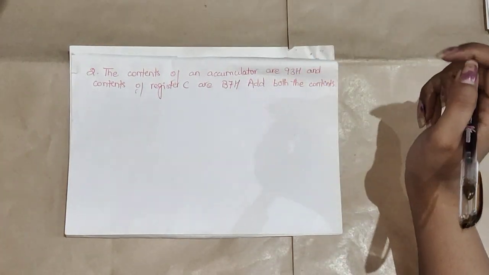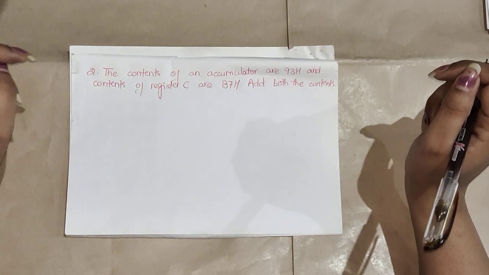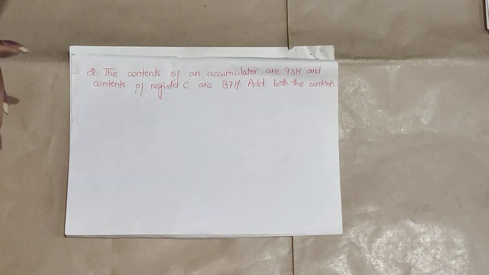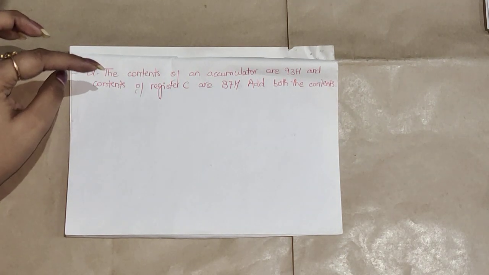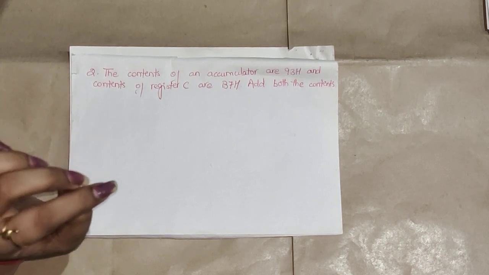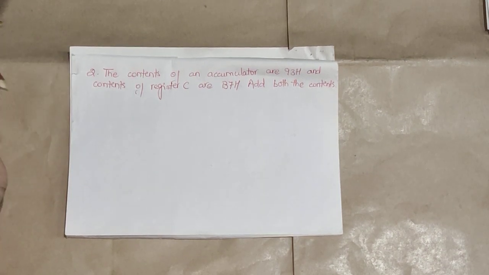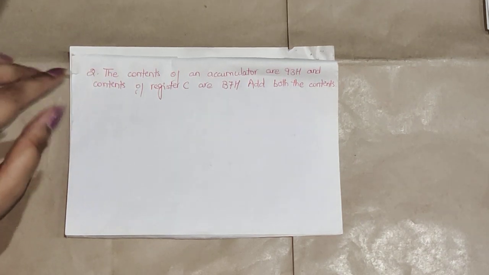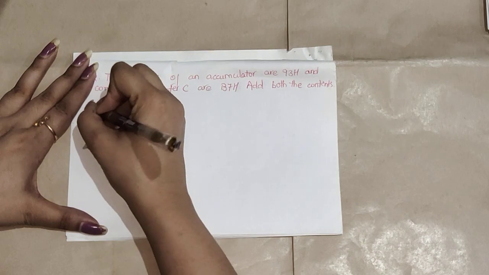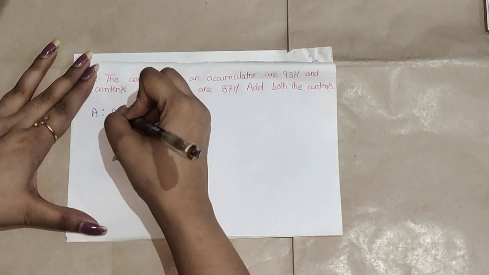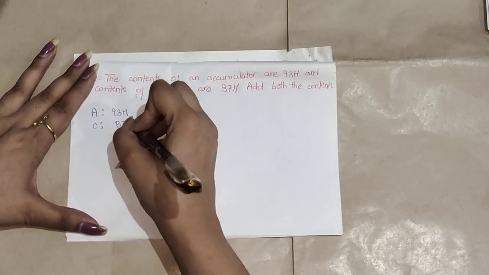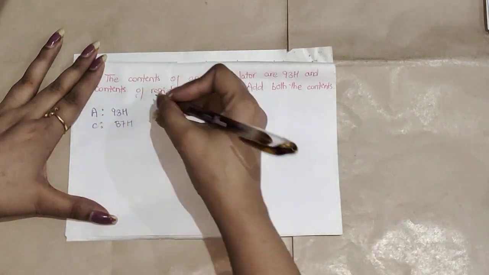The contents of the accumulator are 93H and the contents of register C are B7H. Add both the contents. See, in the question itself, it is given that we have to add the contents. Nowhere has it said to write a program. So if it has not asked us to write a program, we will not write a program. It says the contents of the accumulator are 93H and the contents of register C are B7H, and we have to add these. So what we'll do?